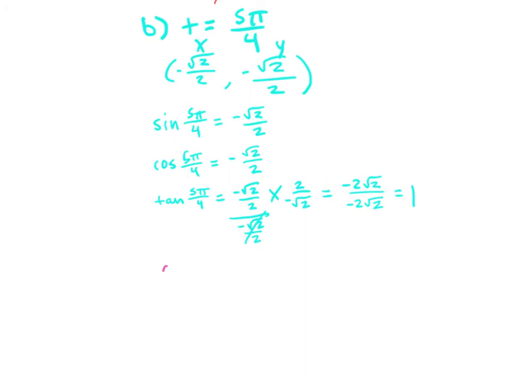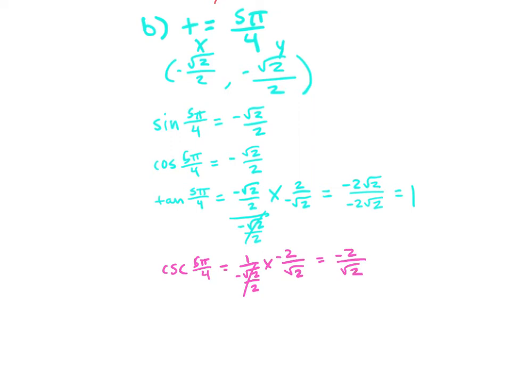Okay, now we have our cosecant. What's our cosecant? One over y. So we have 1 over negative square root 2 over 2. Keep, change, flip. So this would be negative 2 over square root 2.